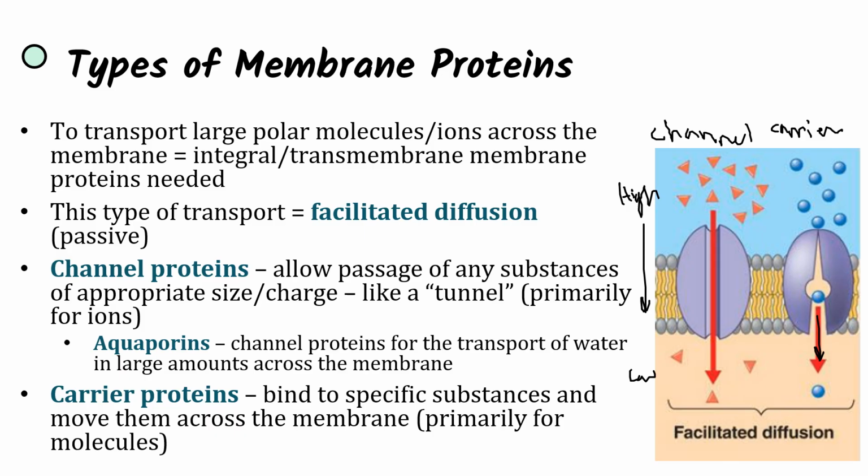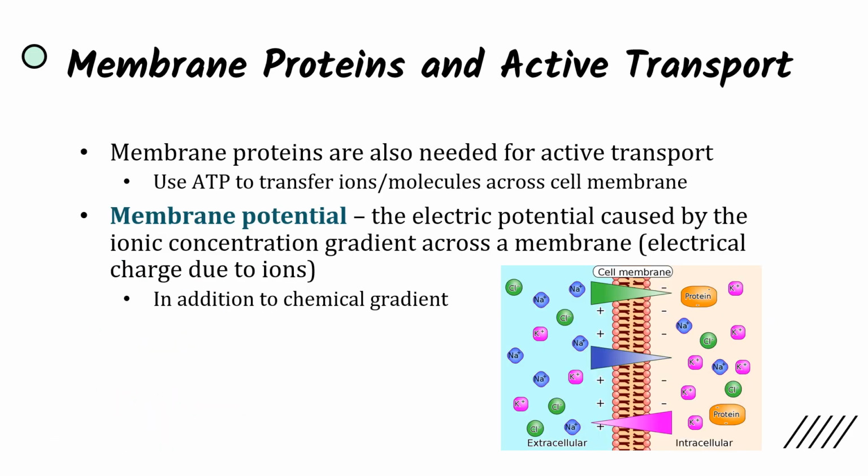Now let's take a look at the role of membrane proteins in active transport. Membrane proteins are also used for active transport. When transporting things against the concentration gradient, using, of course, ATP, ions and molecules to be transferred across the cell membrane still need membrane proteins, whether we're going with or against the concentration gradient.